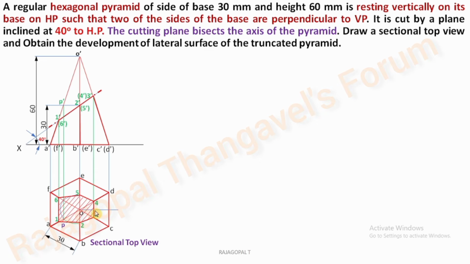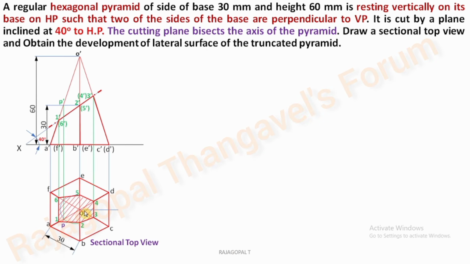Now we have to shift one of the slant edges as parallel to XY. In case if any one of the slant edges is parallel to XY, we can take this O dash A dash or O dash C dash as true length of slant edge. If it is not parallel to XY, we have to find the true length of slant edges in the front view. You draw a line parallel to XY from point O.